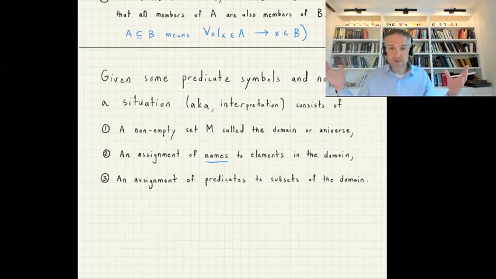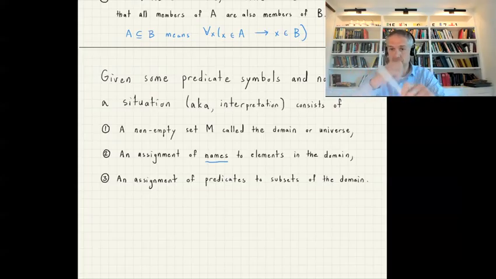In fact, if you have 25 names, they can all name the same thing if you want. They can't be empty. That is, they do have to name something, but there's no restrictions on what they name. They all have to name something in the domain. Okay, so each name must be assigned to an element of the domain, and each predicate symbol must be assigned to a subset, a collection of things in the domain.